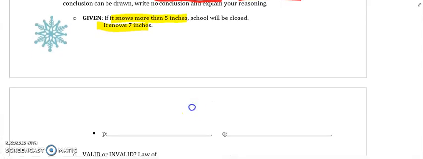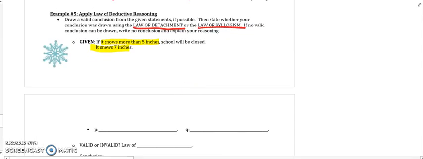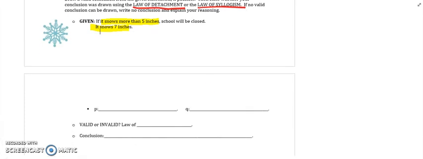So this does work, and we can look. So the hypothesis is that it snows more than 5 inches.